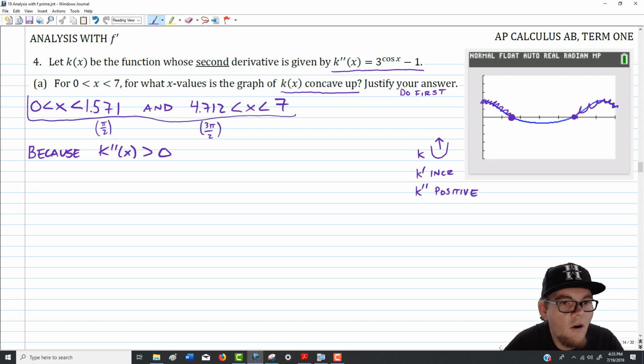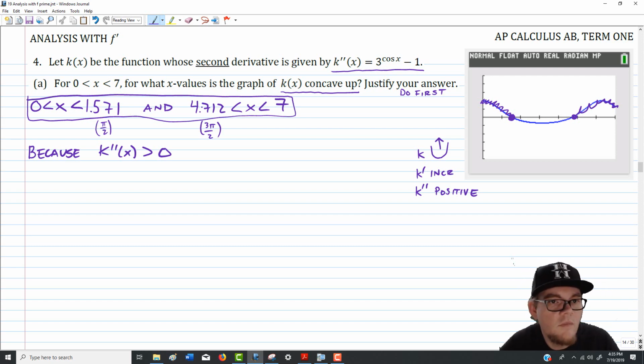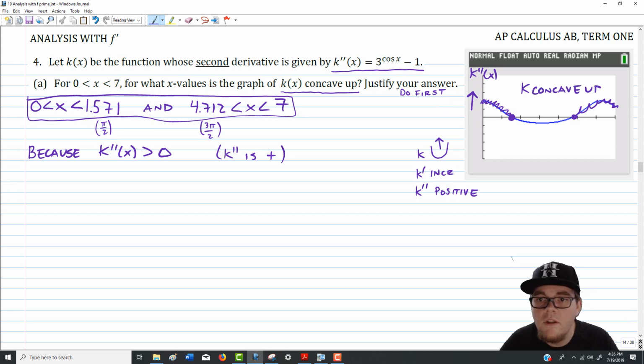So there are our intervals on which the graph of k, whatever that looks like, is concave up. And of course our reasoning was simply that k double prime was positive, it was greater than 0. So we can tell by looking at the graph of k double prime over here and figure out where it is above the x-axis, because anything up here and above means k is concave up. So there you go. Nothing really crazy. We just had to know what it means to be concave up using the second derivative, since the tool we were provided was the second derivative.